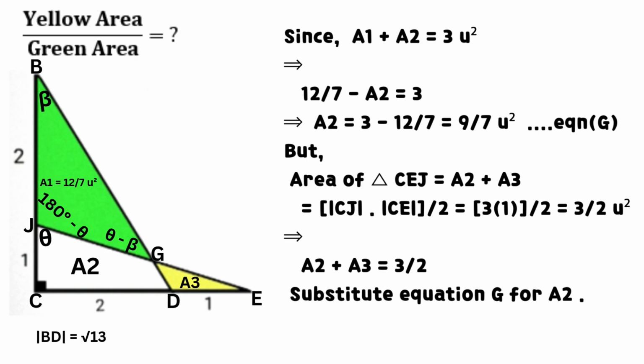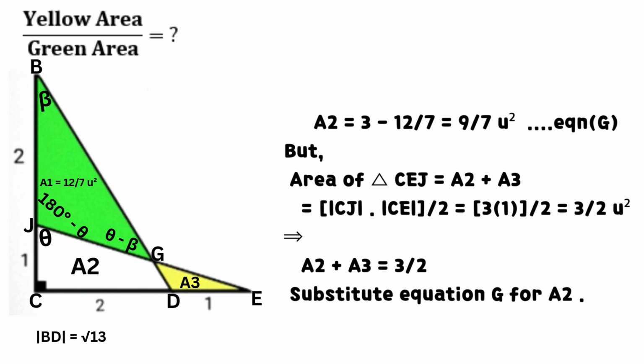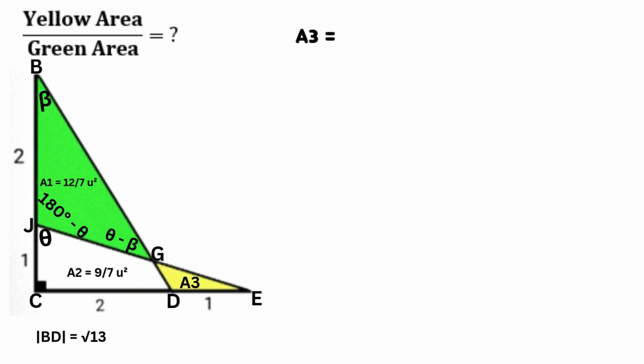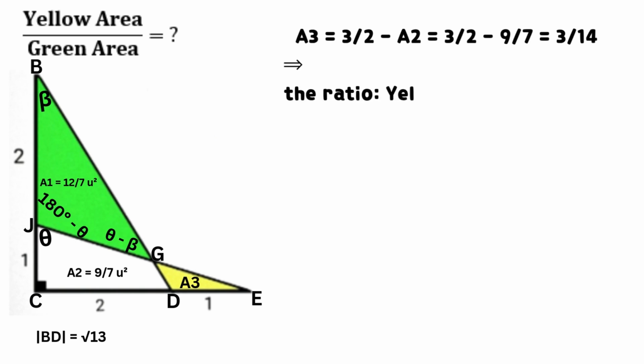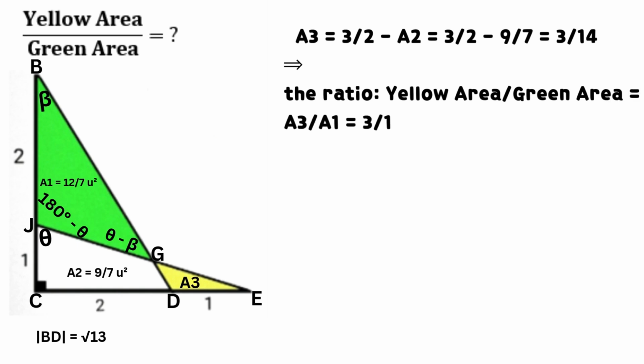But the area of triangle CEJ equals the sum of A2 and A3, which equals 3 divided by 2 square units, after substitution and simplification of values. Hence, substitute equation G for A2. A3 equals 3 divided by 2 minus A2, which equals 3 divided by 14.